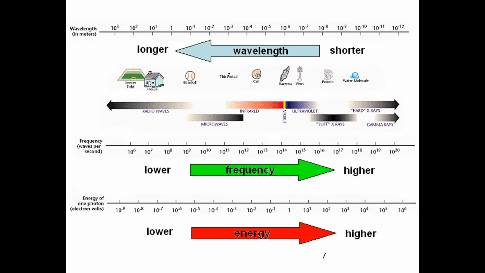Here's a summary, a little more simplified. So wavelength, again, starts out long at the low end with the radio waves and goes to shorter wavelengths down at the bottom. So long up here and shorter as we go this way. The frequency starts out low in number and gets higher, and energy follows the same direction as the frequency.